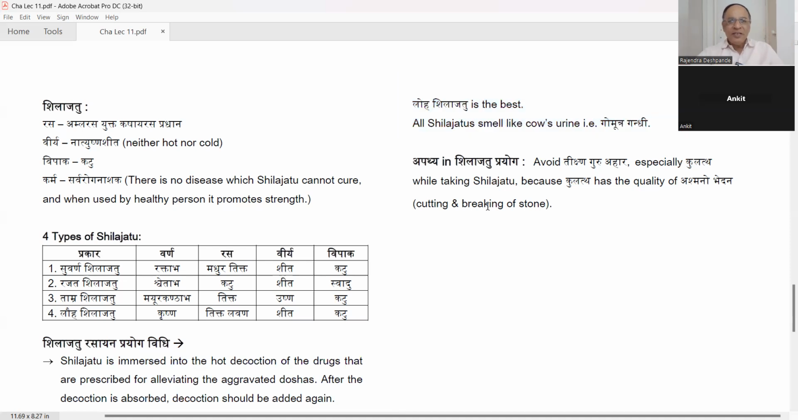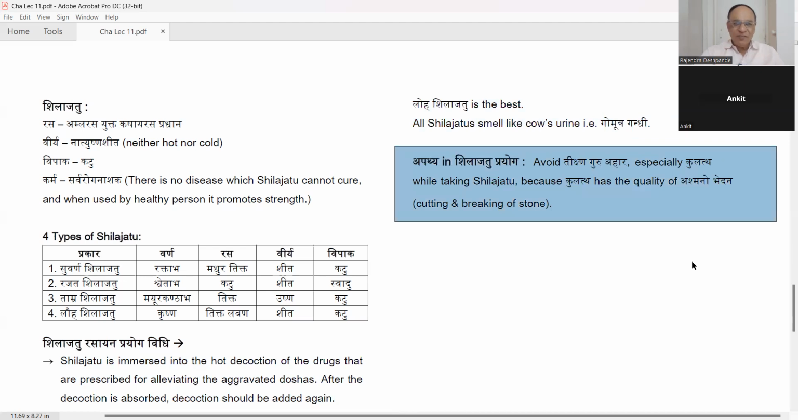Now, Apathya in Shilajatu Prayoga. Because Shilajatu itself is stimulating and has a little bit of hot potency, the patient should not take Tikshna and Guru Ahara. Because Shilajatu is also stimulating, if you take a lot of spicy and chili food, that is not good.